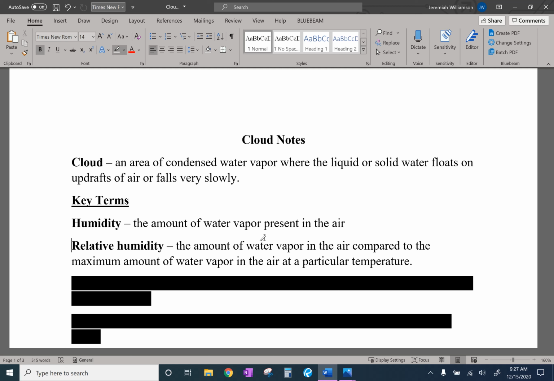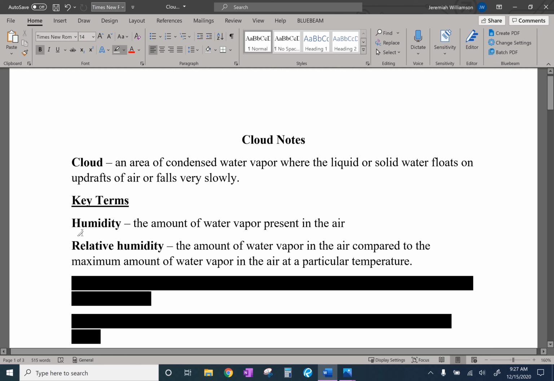If it can hold, say, let's just use an arbitrary unit and say 100 units, and you only have 60, then the relative humidity is 60%. That it could hold 100, but it's only holding 60, and 60 out of 100 is 60%. So relative humidity talks about that.